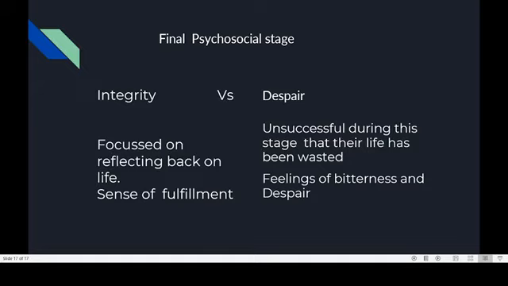So learners, so far we have seen the various stages of psychosocial development.